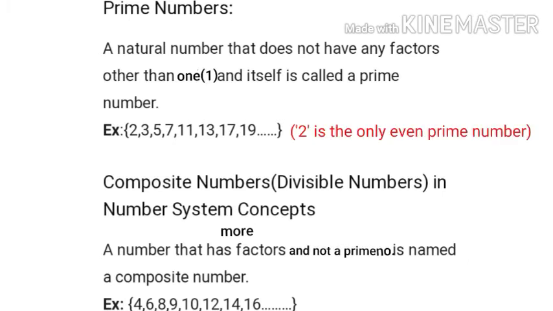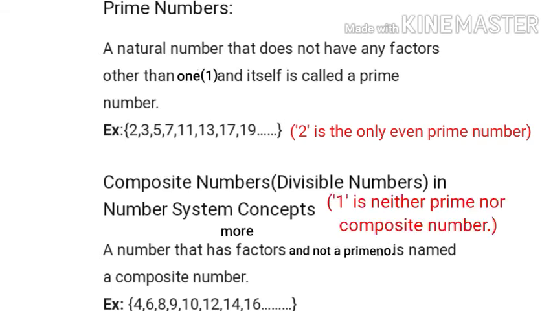Children, here look, 2 is a prime number. Okay, 2 is the only even number which is a prime number. 1 is neither prime nor composite number. Then composite numbers means divisible numbers. That is a number that has factors other than 1 and itself and is named as a composite number, like 4, 6, 8, 9.